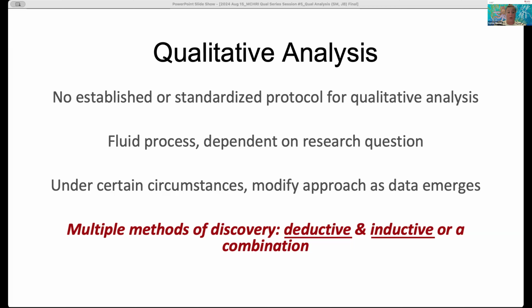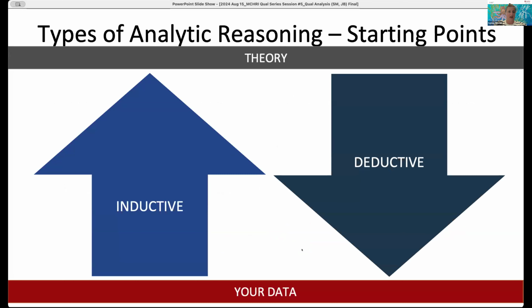That is to say, there are multiple methods of discovery. We have something called deductive, inductive, and we can also have combined approaches, which I'll discuss next. This is just a quick visual to show you how we might have different starting points. We might start with our data and move inductively to develop into theory. And we might start with theory, utilize it deductively, and apply it to our data.